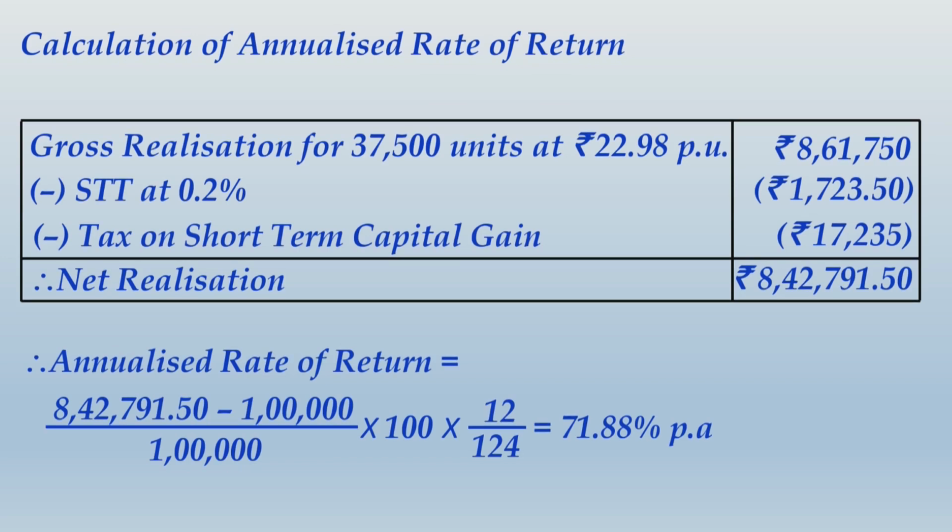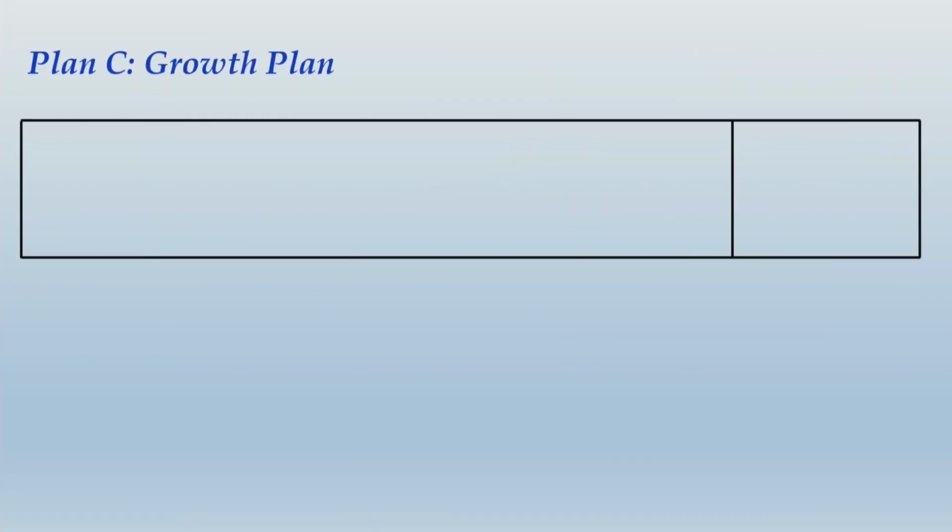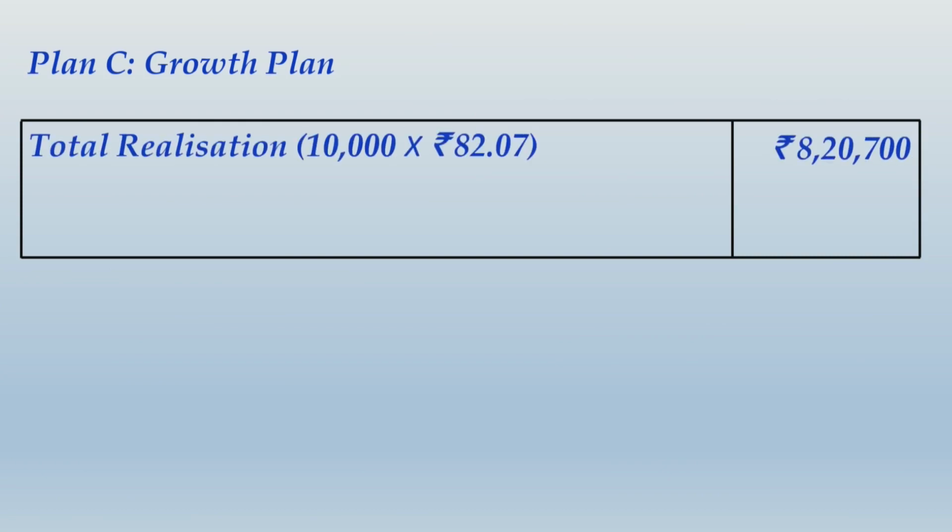Alright friends, let us move ahead and now take up the third plan, that is growth plan. The growth plan is going to be very simple. No change in units, only the NAV changes. So total realization will be 10,000 into 82.07. Because there are no units which have been purchased in between, there are just the same number of units that you have originally acquired. Holding period of this unit originally acquired was even more than 10 years.